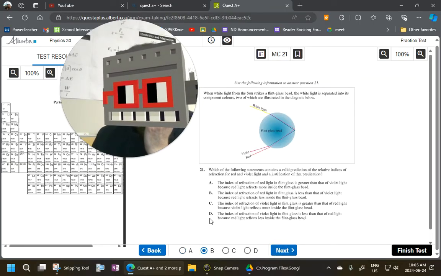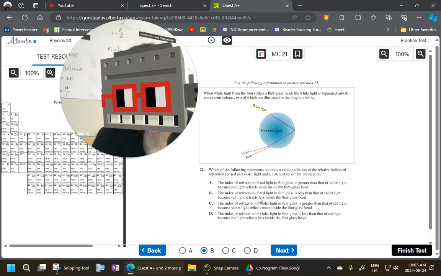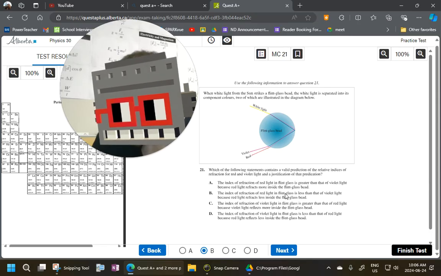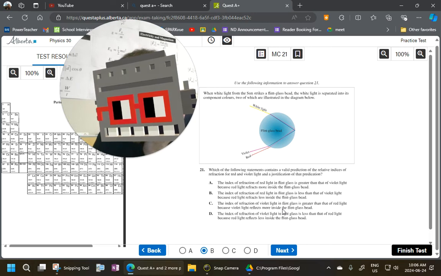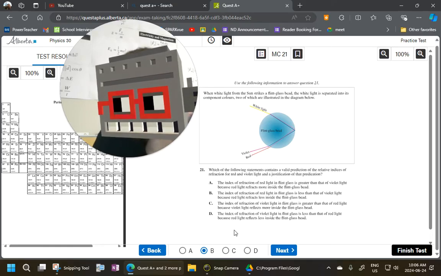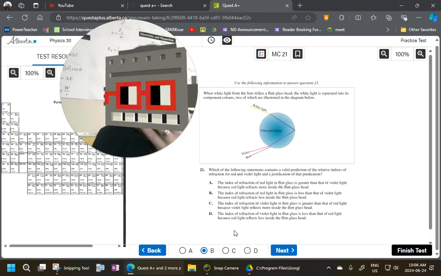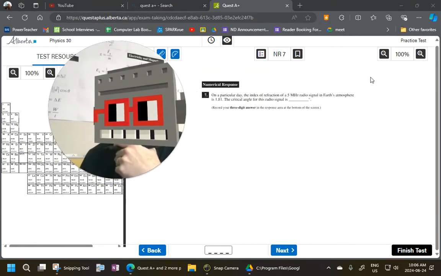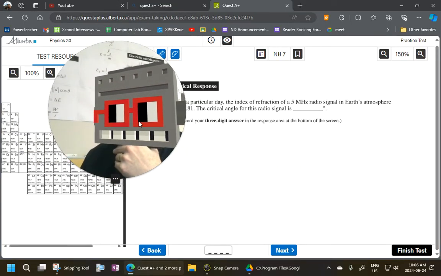Where are we? This one here, I don't like these questions because these are saying the same thing unless they're not. Index of refraction is less because it refracts less. The index of refraction is greater because it refracts more. Which is a valid reason for the index of refraction of red. Actually, I like C more because that's the way I think about it. Let's put B. Okay, whatever. Okay, so I would have gone C on that last one.